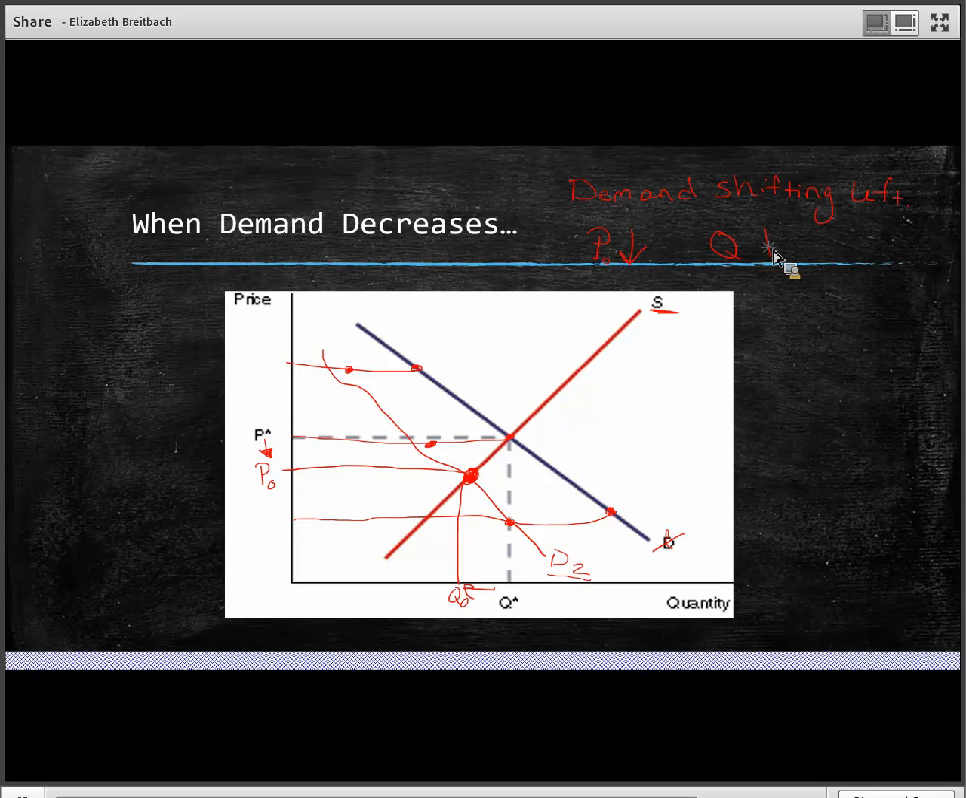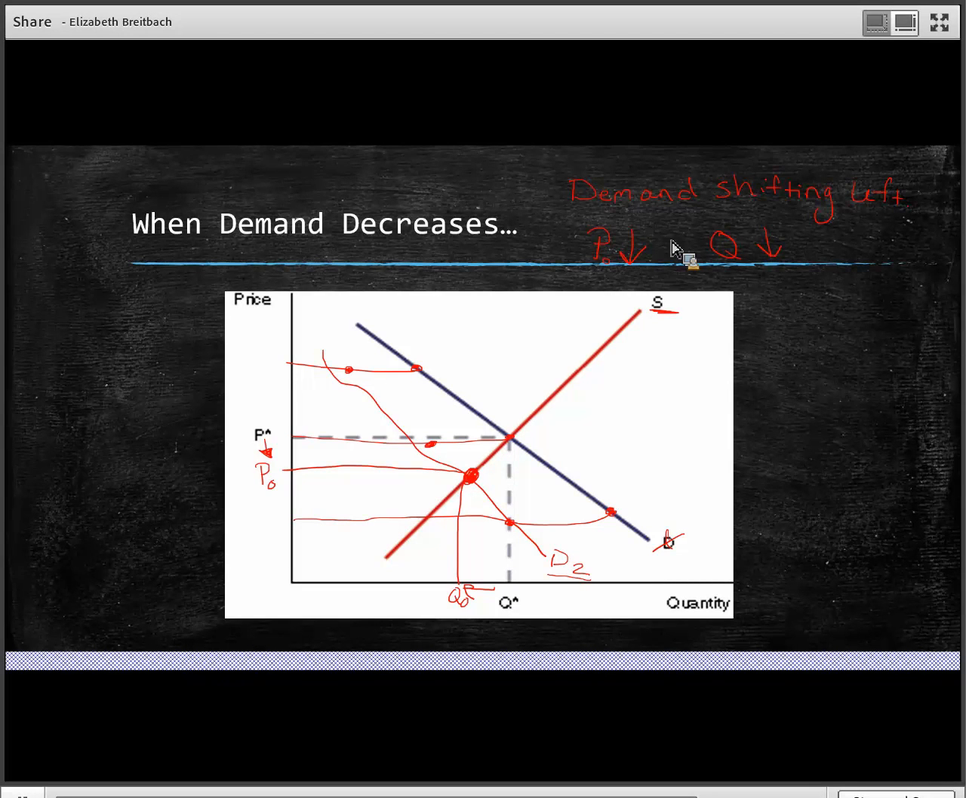So decrease in demand can be caused by a decrease in income if we have a normal good, a decrease in the number of buyers, the product goes out of style, if we expect the price of the good to fall in the future, all of those things going into a demand decrease shifts to the left, price falls, quantity falls as a result as well.